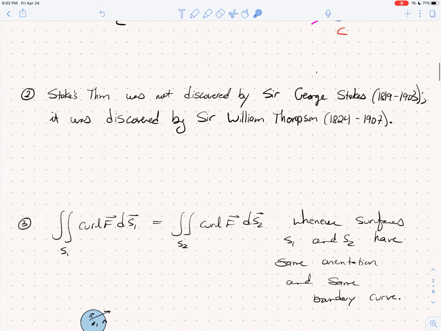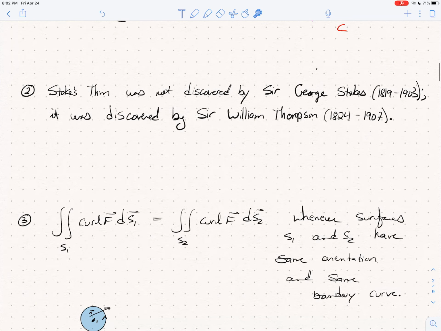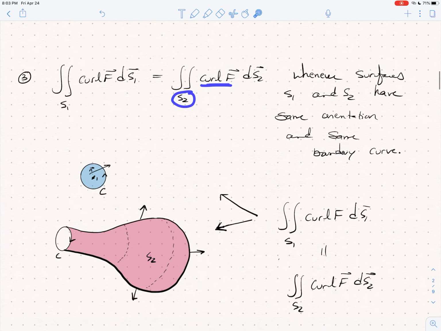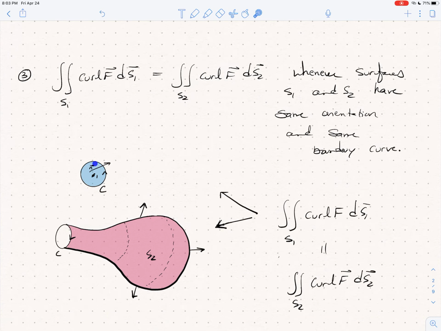Third remark that's pretty interesting. It turns out that if you have two different surfaces, S1 and S2, but with the same boundary curve, then the surface integral of the curl of F over one surface is the same as the surface integral of the curl of F over the other surface. Why is that true? Let's look at it.